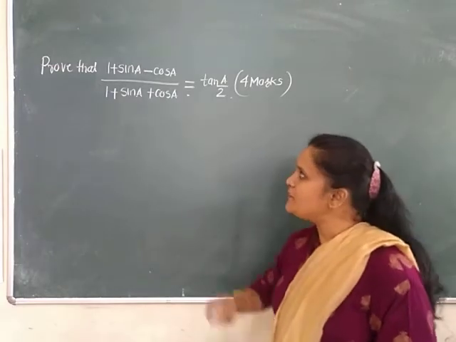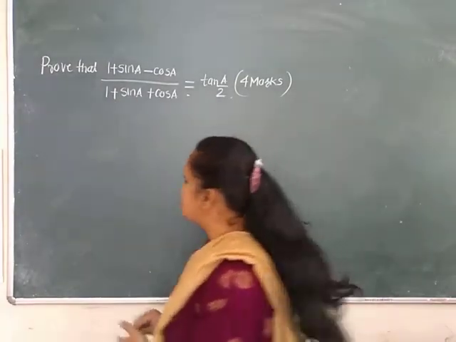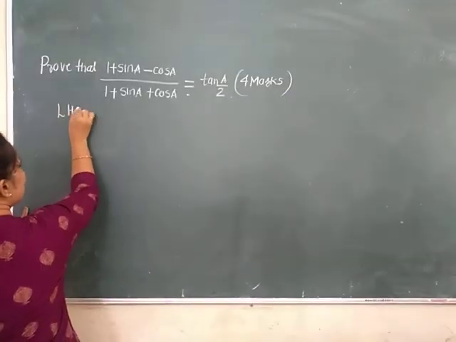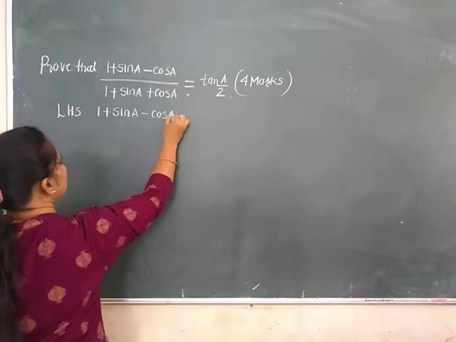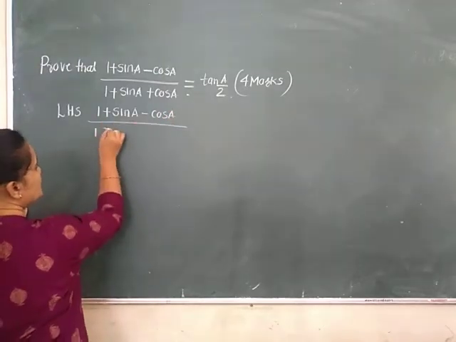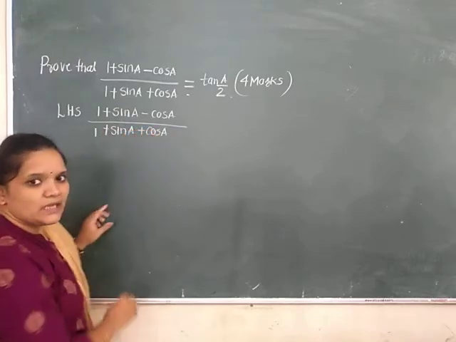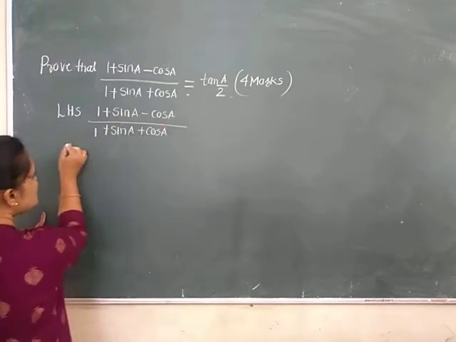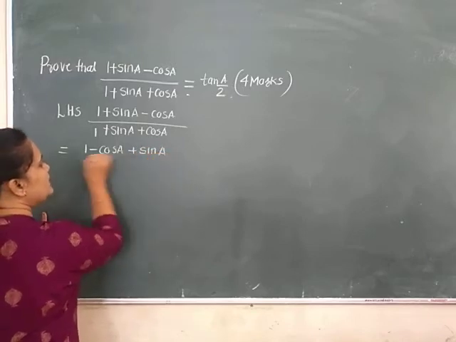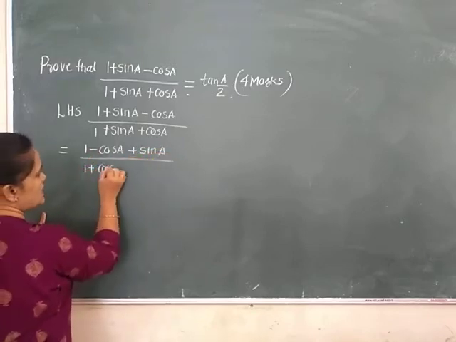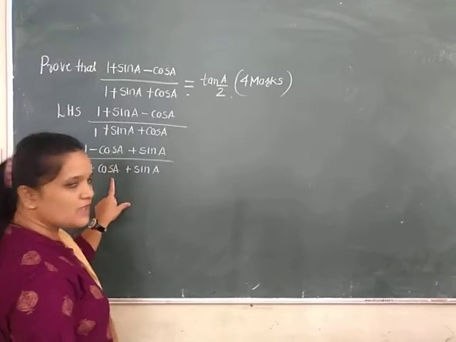Now if you observe here, we have a formula for 1 minus cos A and similarly we have a formula for 1 plus cos A. So what I will do is write down the LHS first of all. LHS is 1 plus sin A minus cos A divided by 1 plus sin A plus cos A, I can write. Now I will write this cos A here. So 1 minus cos A plus sin A divided by 1 plus cos A plus sin A. Why did we do this? Because we have formulas for these two terms.